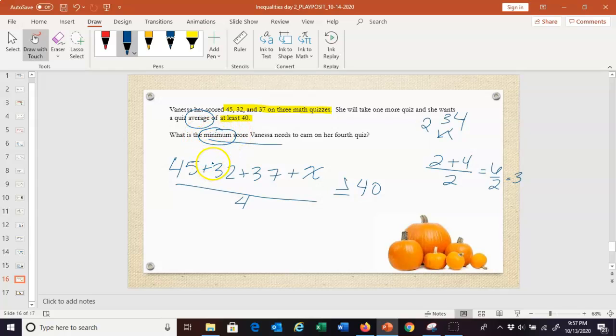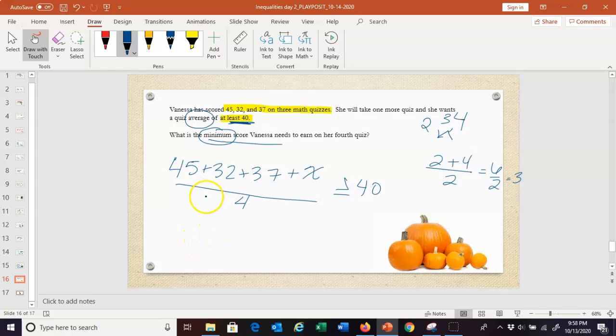So again, think about what that means. Sometimes people see minimum and they just think less than because minimum is small. But that's not what that means. We want it to be a minimum score. So that means it can be more than. But it's got to be at least 40. At least. It could be 41, it could be 42, so it could be greater than or equal to 40.